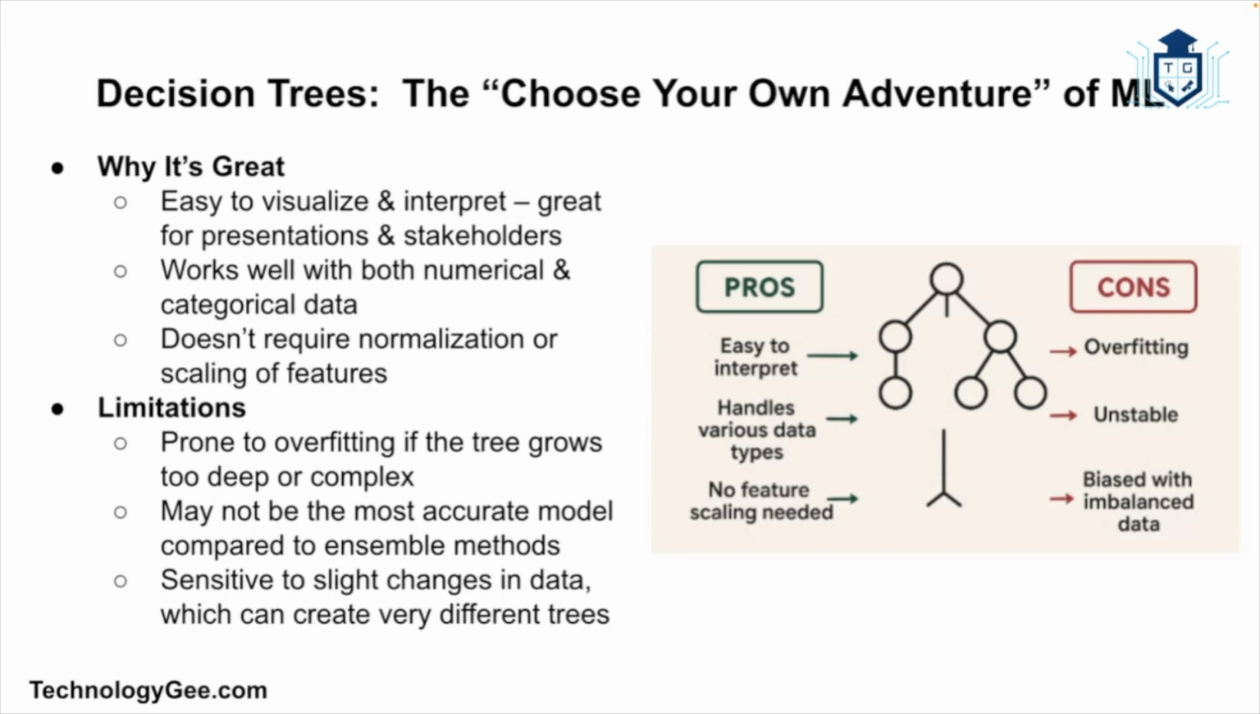Now, why is this great? Well, this is easy to visualize and explain, and it handles both numerical and categorical data. And there is no need to normalize or scale the data. Now, its limitations: it can overfit if the tree is too deep and is not always the most accurate on its own.